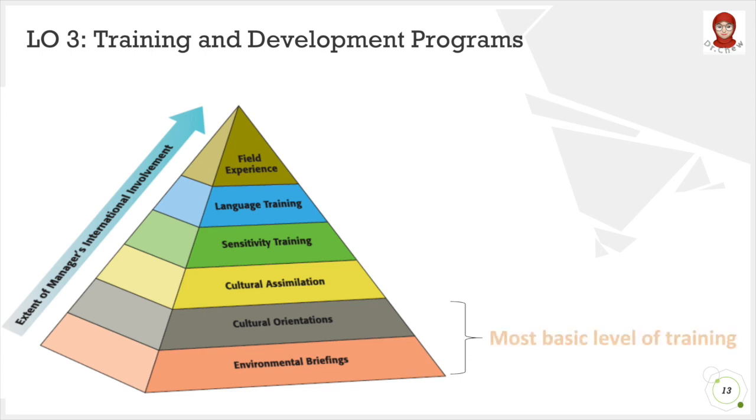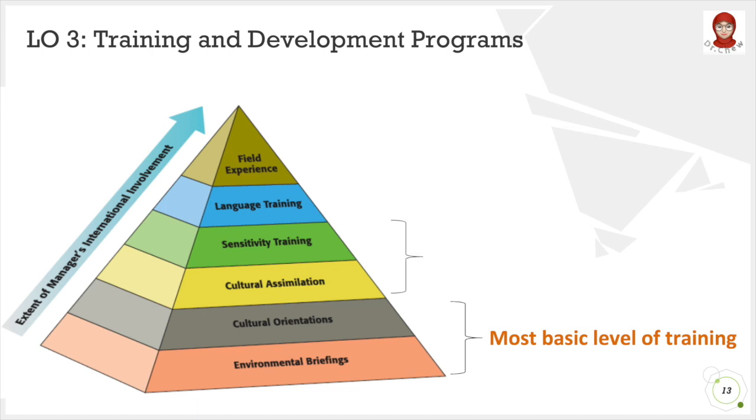Environmental briefing and cultural orientation constitute the most basic level of training, which is often the starting point for studying other cultures. Briefing includes information on local housing, healthcare, transportation, school, and climate. Such knowledge is normally obtained from books, films, and lectures. Cultural orientation offers insight into the social, political, legal, and economic environment. Their purpose is to add depth and substance to environmental briefing.